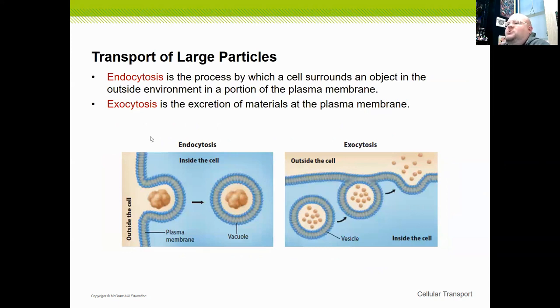And then sometimes we're trying to move really large particles. That takes a lot more energy. We have these two processes called endocytosis and exocytosis. Endocytosis is when the cell surrounds an object from the outside environment and pulls it inside. So endocytosis pulls it in. Exocytosis is when things are excreted out of the membrane. So they're surrounded and pushed out, or they exit.